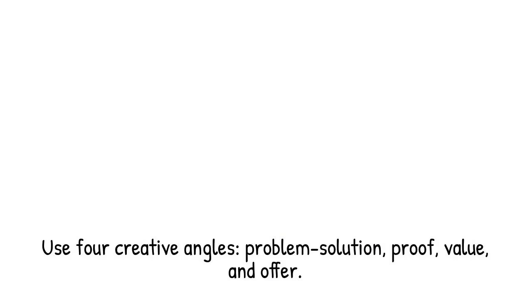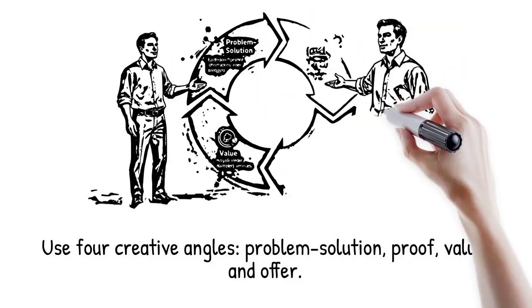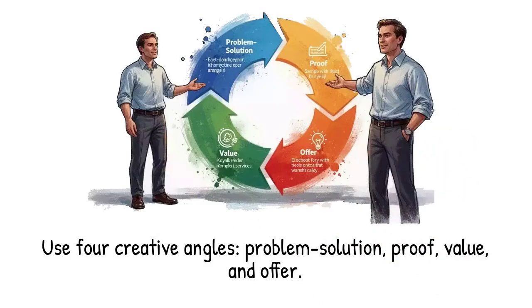4. The 4-angle creative system, your stability engine. Every scaling campaign needs 4 creative angles. 1. Problem-solution angle: educates and attracts. 2. Proof angle: builds trust and credibility. 3. Value angle: gives tips, insights, or mini lessons. 4. Offer angle: pushes action with urgency or bonuses. Rotate these angles in cycles to keep performance stable.